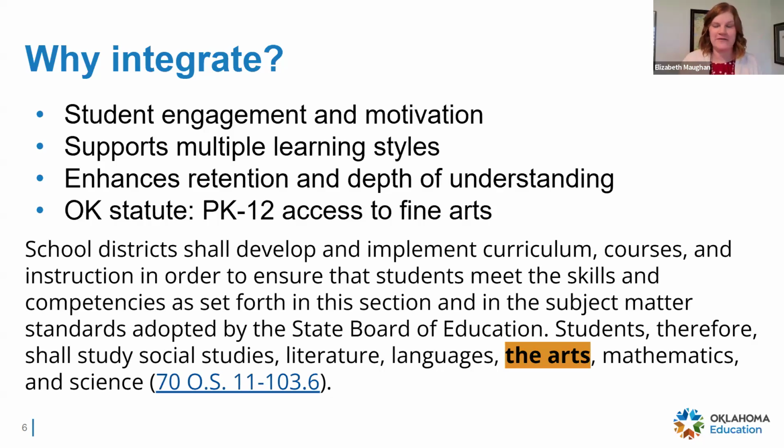And then also, we have Oklahoma statute that has in here that students should have access to the arts. So if you need your students to have access to the arts, arts integration is a great way to do that. I'll just read the last part of this. So it says, students therefore shall study social studies, literature, languages, the arts, mathematics, and science. So integration is a great way to meet that state statute.